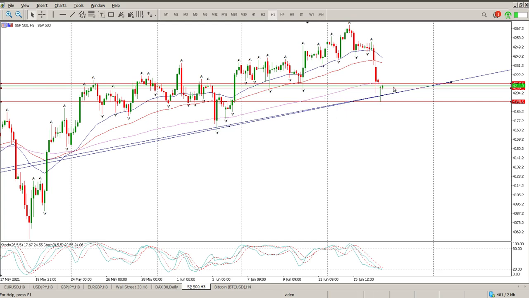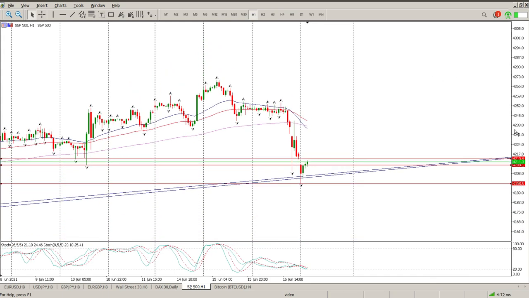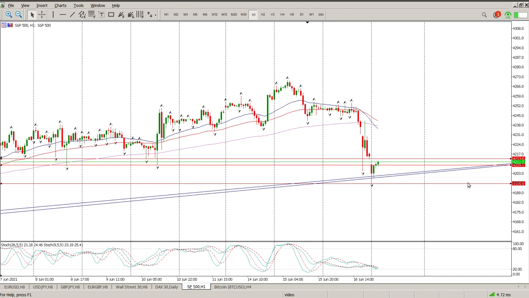So I'm not jumping in just yet, but this is starting to look like the area that I would like to be getting long in anyway, even if it is to start taking a little nibble at it this afternoon. So 4200 is what I'm looking for. I'm looking for us to defend that. Pretty solid diagonal support, pretty solid horizontal support. So that's my view of this at the moment.